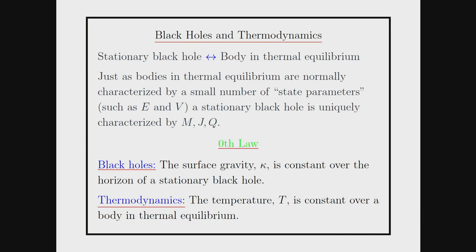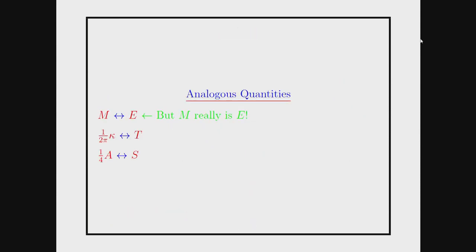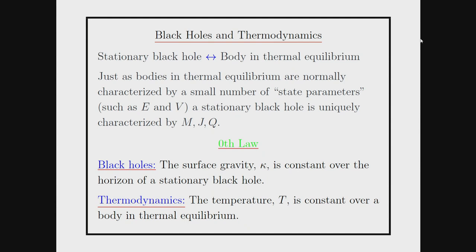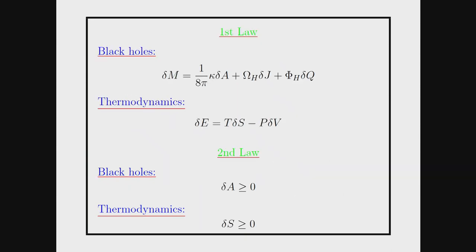So let me quickly end now, since I'm already a minute over, going back to the subject of black holes and thermodynamics. A body in thermal equilibrium is somewhat analogous to a stationary black hole. Bodies in thermal equilibrium are characterized by a small number of state parameters. Stationary black holes are similarly characterized, by the very non-trivial black hole uniqueness theorems, by a small number of parameters. We already saw that the surface gravity of a stationary black hole is constant over the event horizon, analogous to the constancy of the temperature.